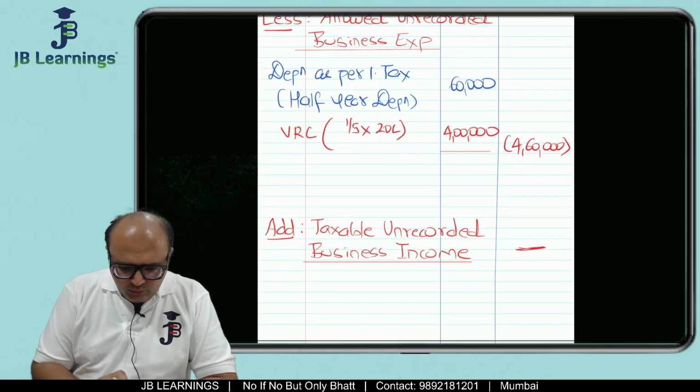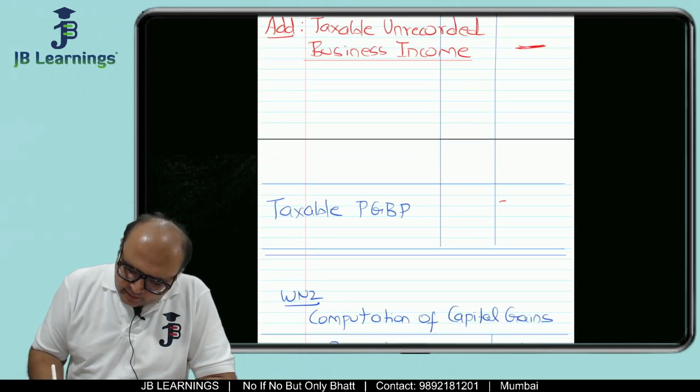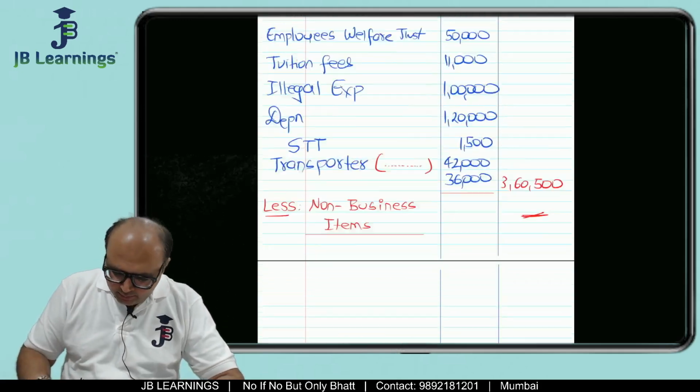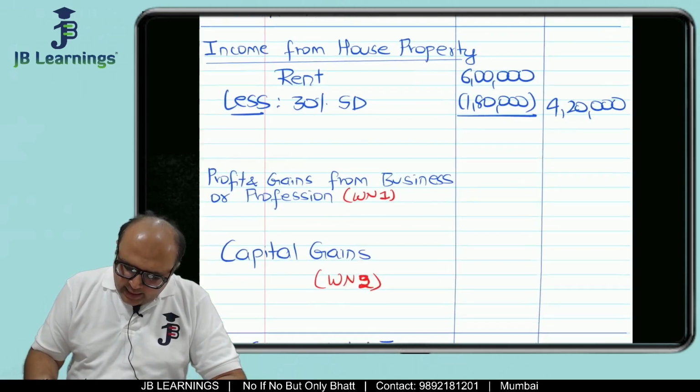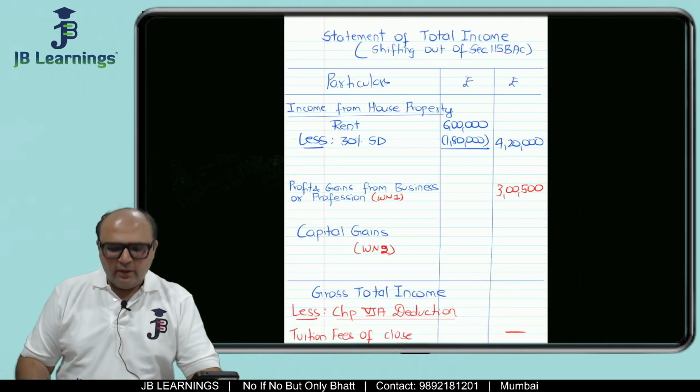minus 4 lakh 60,000, which would be 3,500,000. All right, so this would be 3,500,000. So this is our taxable PGBP. So as soon as we get that answer, what we should do is post it in our statement of total income. So 3,500,000.